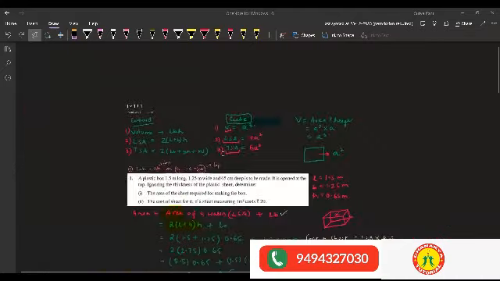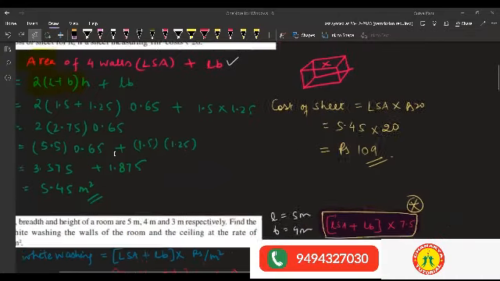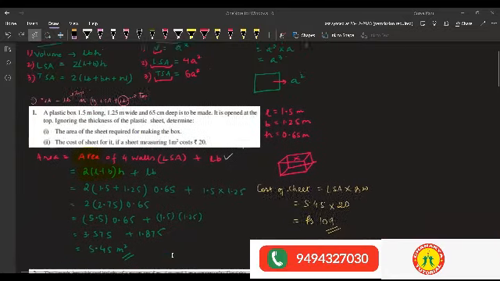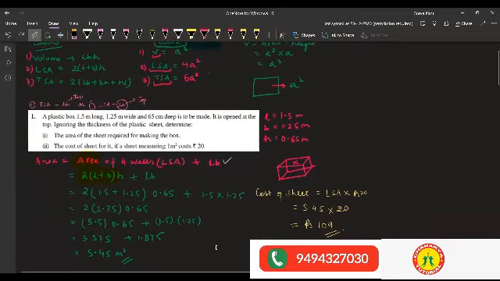So all of you can check over here. I'm just showing you. If you see this area, it is coming as 5.45 meters square. All of you got the same answer. Check it out. 2 into, I have just done area of 4 walls plus LB. Okay. If you want me to do area as TSA minus LB, then the same answer will come.